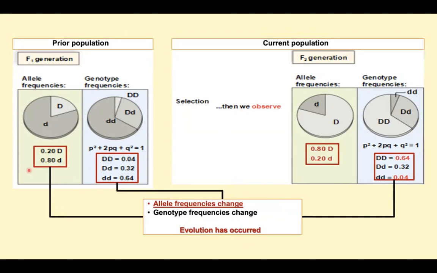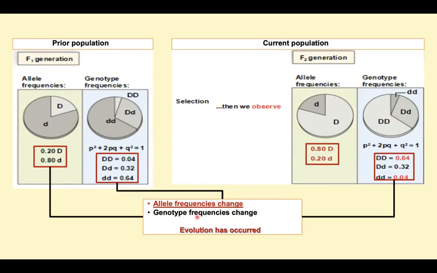Kalau these are the prior population, so in the current population, ada selection. One of the condition of Hardy-Weinberg equilibrium is not met dah. Sebab terjadinya selection. So there is a change in the allelic frequency. Tengok dia punya D besar dah jadi 0.8 from 0.2. This is prior population. So the new population ada 0.8 D besar and only 0.2 D kecil. So this change the allelic frequency and also changes the genotype frequency. So when both of these are changed, evolution has occurred.